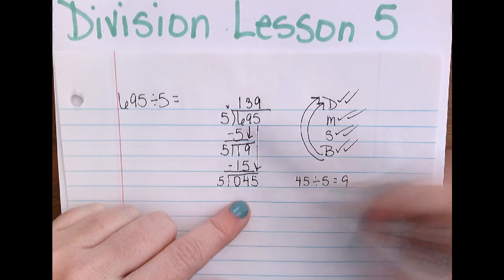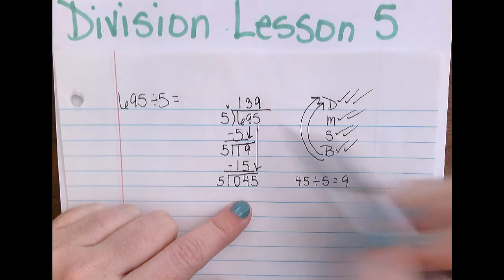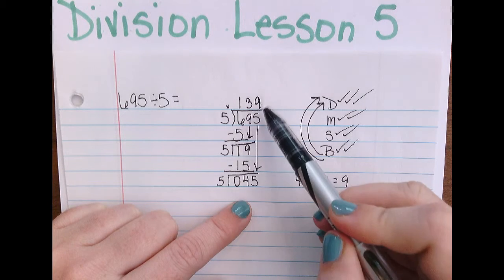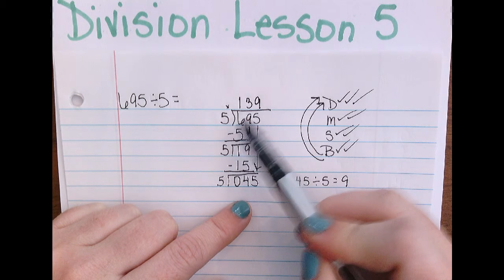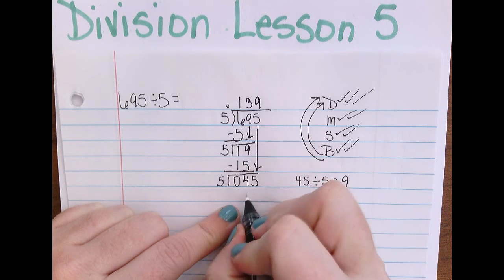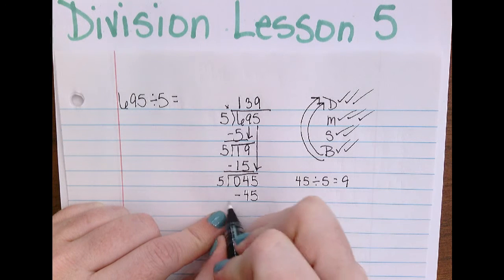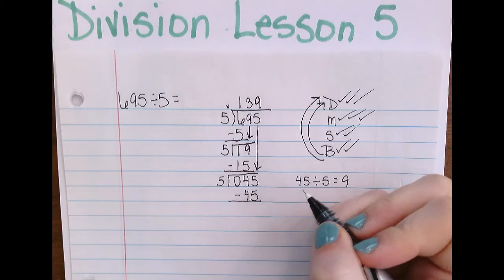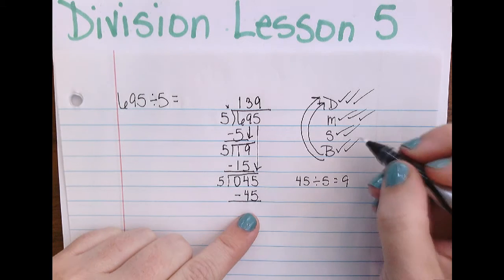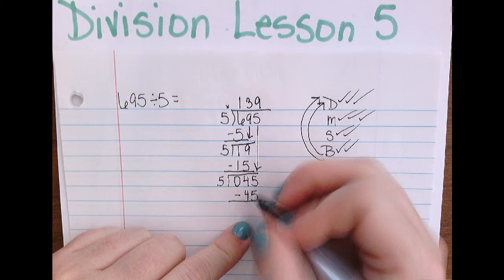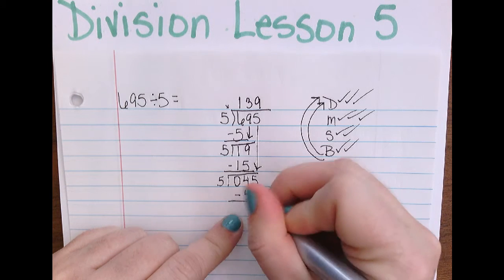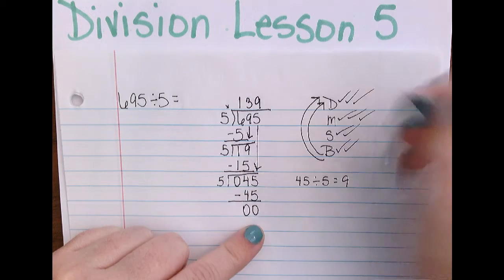So 9, that's division. So now we have multiplication. 9 multiplied by 5, that gives me 45. Multiplication is done. Set up your subtraction. Subtraction is 5 minus 5 is 0. 4 minus 4 is 0.